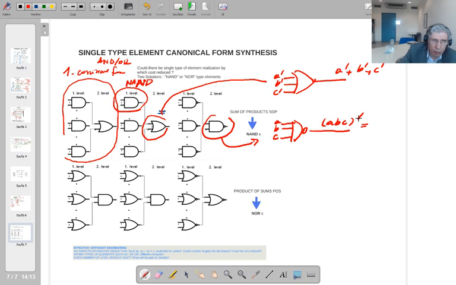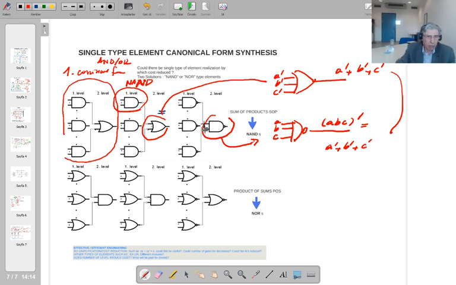We know this from a theorem. So this is equal to A prime, B prime, and C prime, which is the same, isn't it? So instead of this, I can put this. So look at the conclusion. If you replace all the elements in a first canonical form circuit with NAND gates, there would be no change. So that means you are using one type of element in your design.